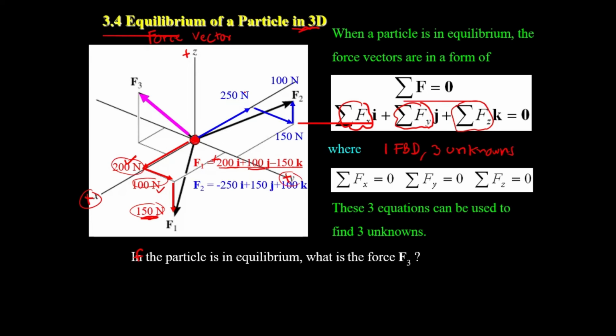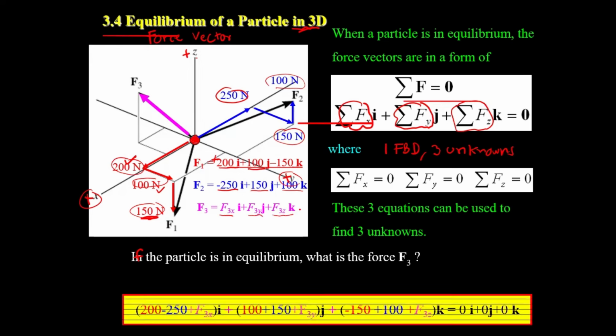So we have F2, which is minus 250 i, positive 150 j, and the last one in positive z, positive 100 k. Now the force F3 is going to be unknown: F3x i, F3y j, F3z k. You put it in this one.